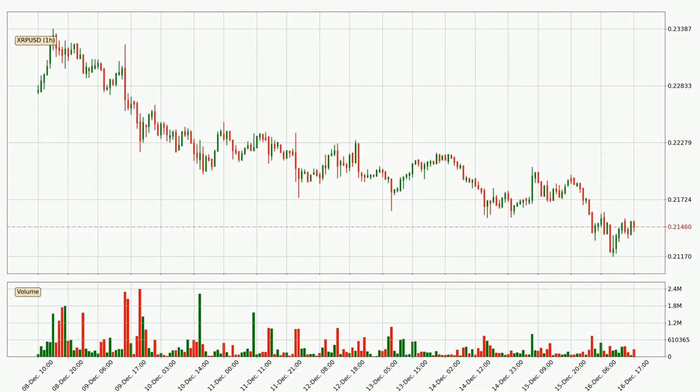Looking at the Ripple hourly time frame, the price dipped down around 2.6%, but then came quickly up again in the last 24 hours, with a current price of 21.5 cents.